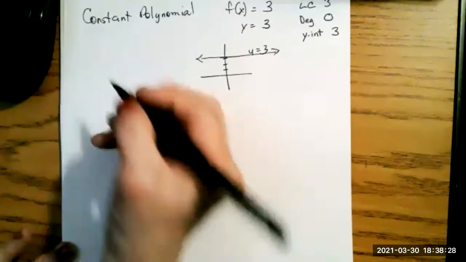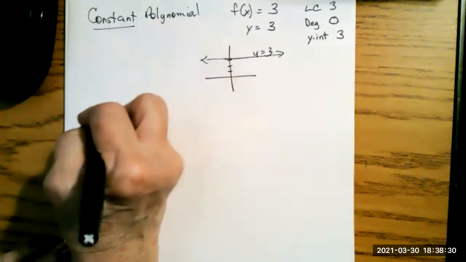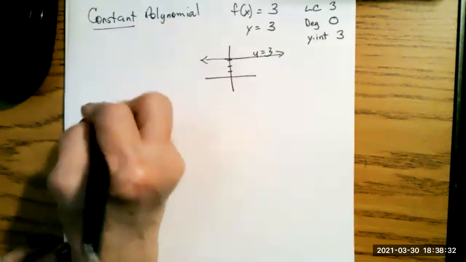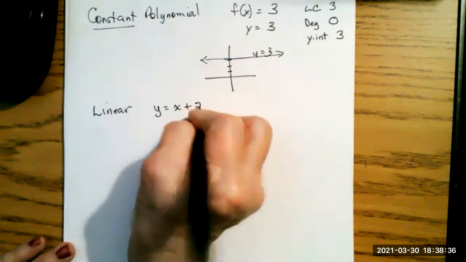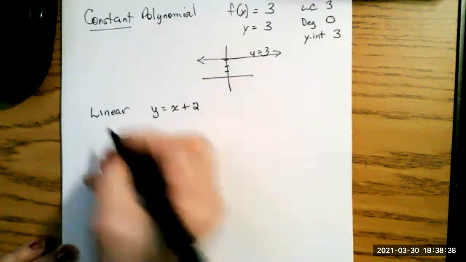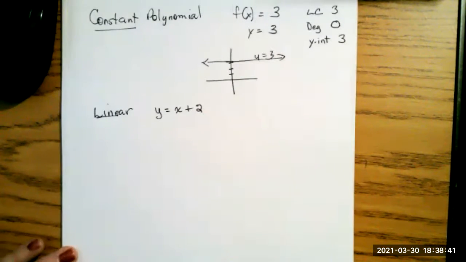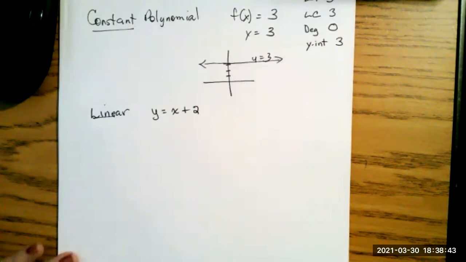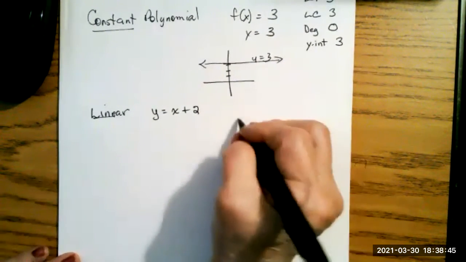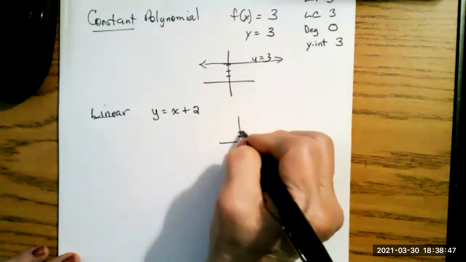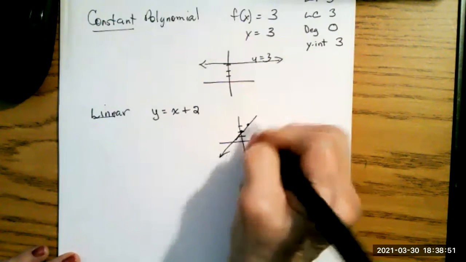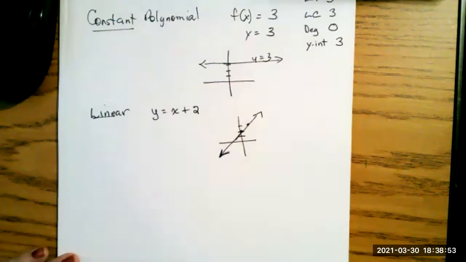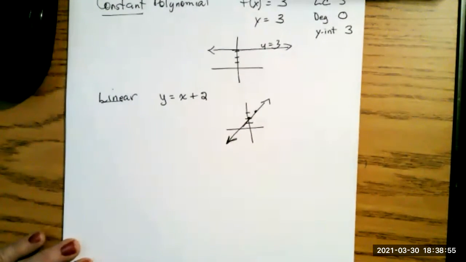All right, the next one up from that constant is linear. Linear is like y equals x plus 2. We already know that's a line. That's why it's called a linear polynomial. It's a line. So if I were to graph this one, I could go up to 2 and then use my slope, 1 up and 1 over. I could put it in my calculator.